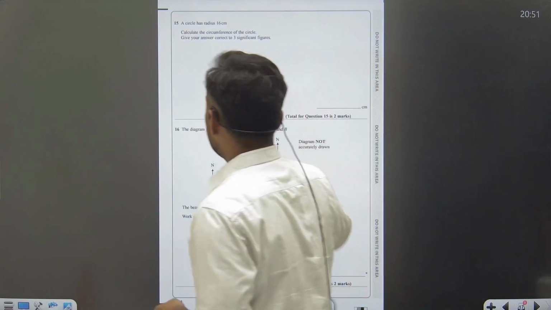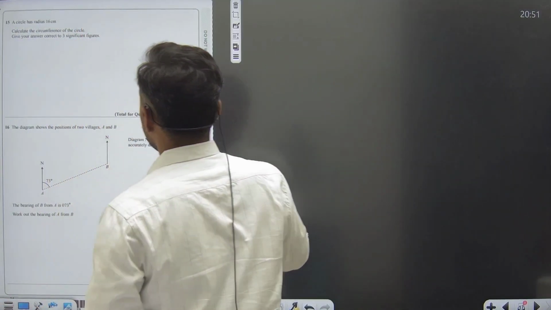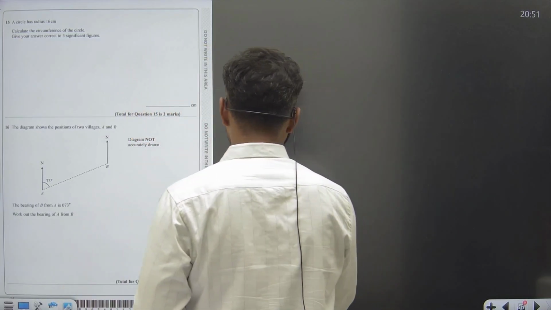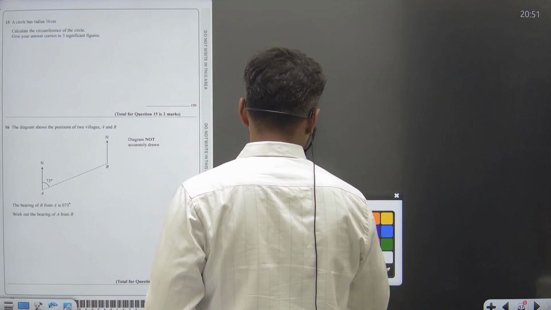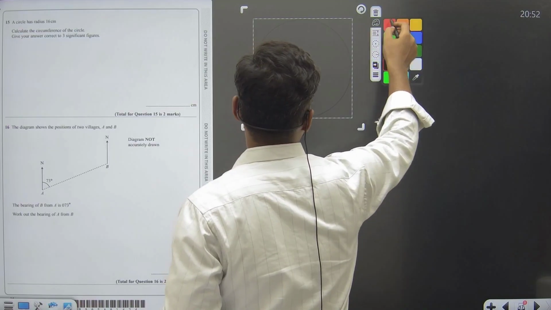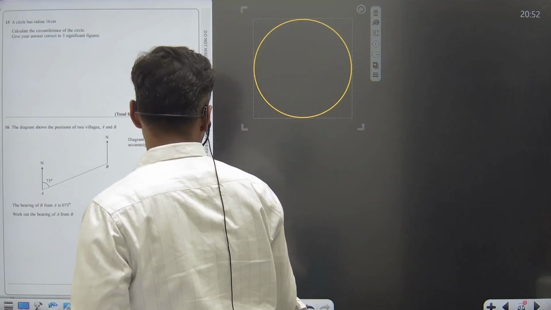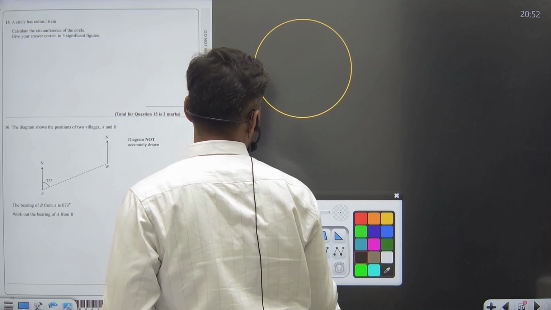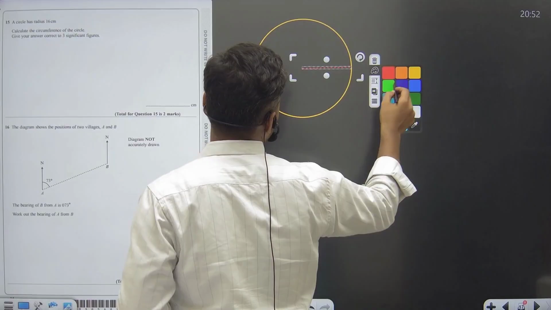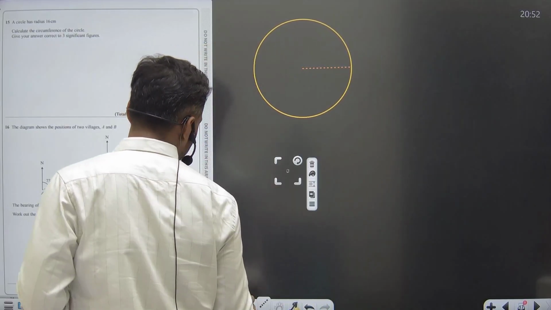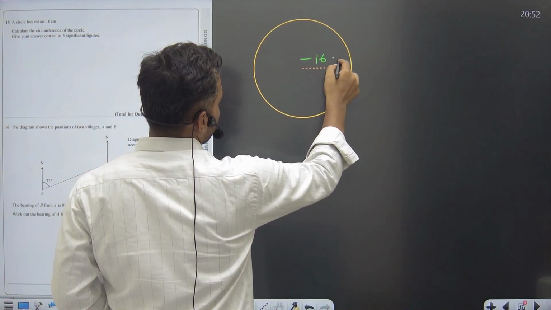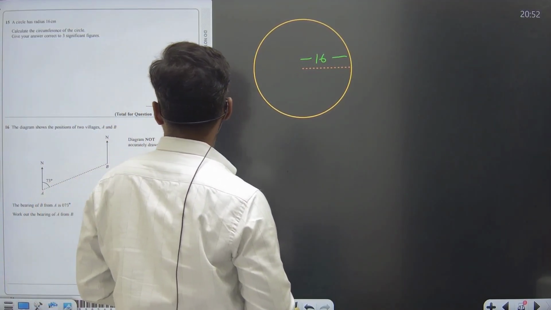Next question, student. A circle has a radius of 16 centimeter. Calculate the circumference of the circle. Give your answer correct to three significant figures. Okay. Now they have told us that there is a particular circle of radius 16 centimeter. This was the circle, student. This particular line is the radius. Calculate the circumference of the circle.